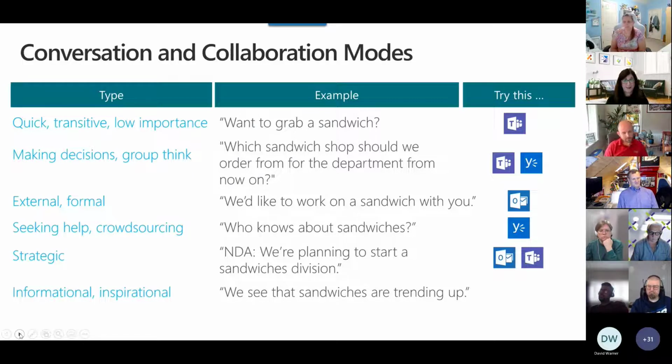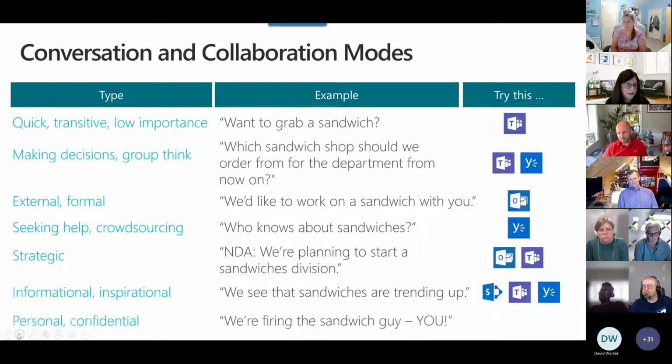I want to communicate something about sandwiches. We see they're trending up. Now you've got options as well. I could tell that story in SharePoint News. I could chat with my immediate colleagues who are on my work teams, or I could post it in a broader Yammer community. And then finally, the last one is, hey, we're firing the sandwich guy and it's you. At some point you do need to have a one-on-one, face-to-face, Teams-to-Teams conversation with people. It isn't always about electronic. And so this is the alternate. If we did this from the perspective of my children, you don't break up with someone via text. Same kind of concept. And so I think the important thing is that there are different ways to have conversations.